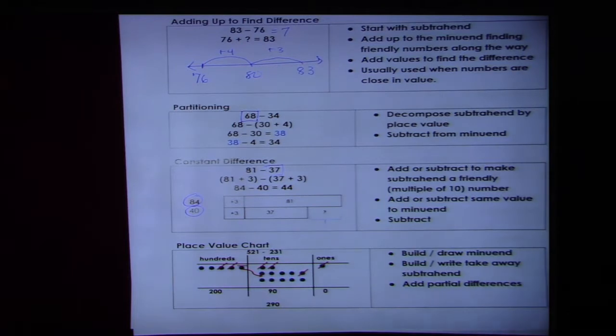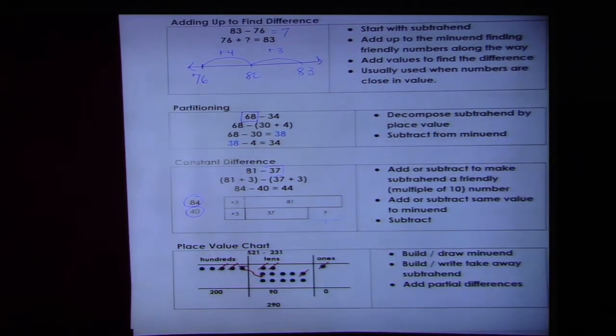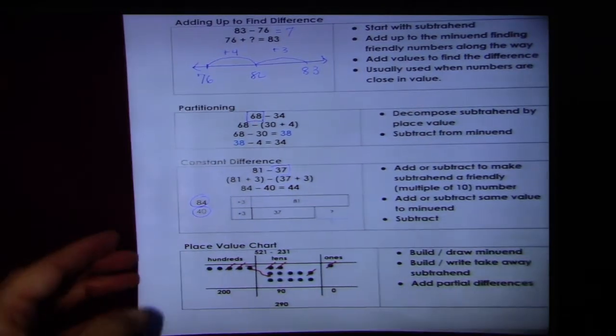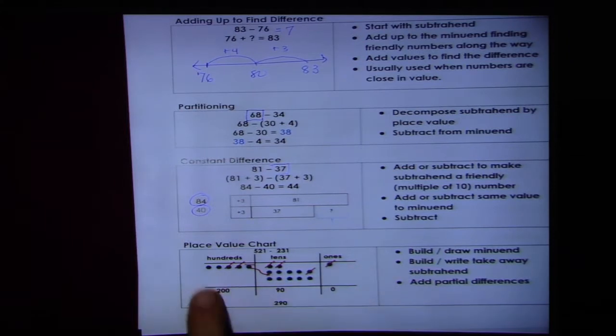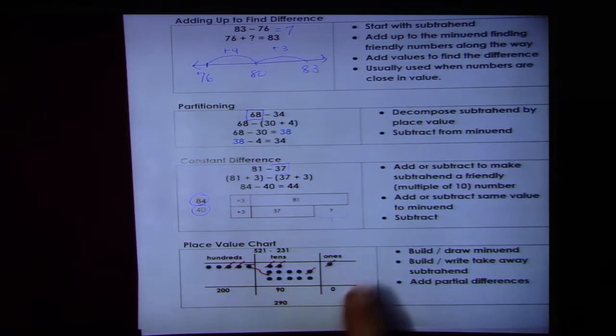And then the place value chart. Similar to addition, but with subtraction, we only have the first amount. So we have 521. We do not build 231 because we don't have it. That's what's being taken away.